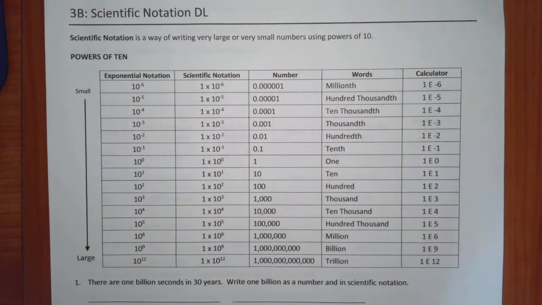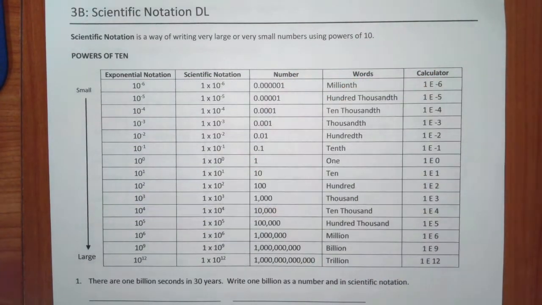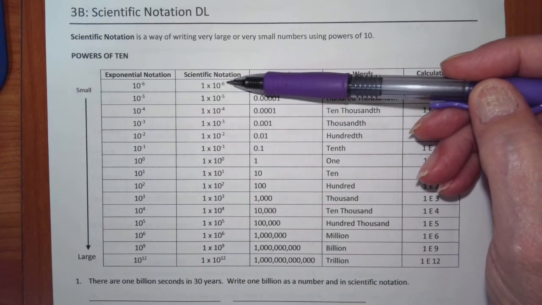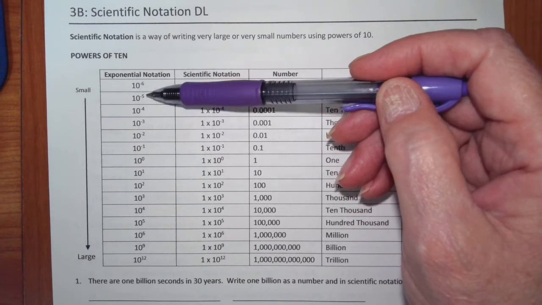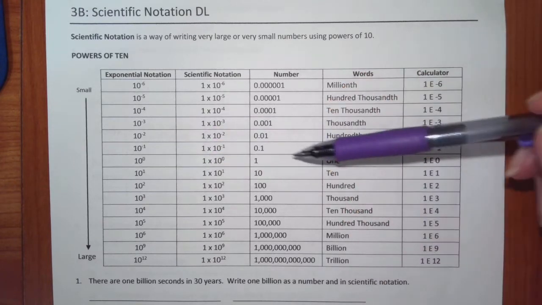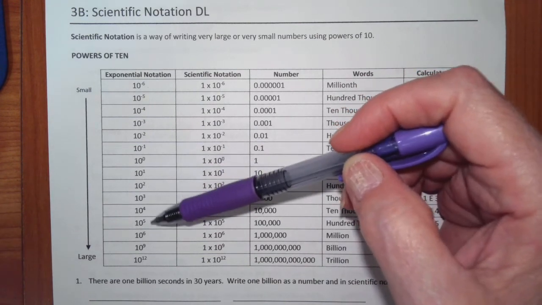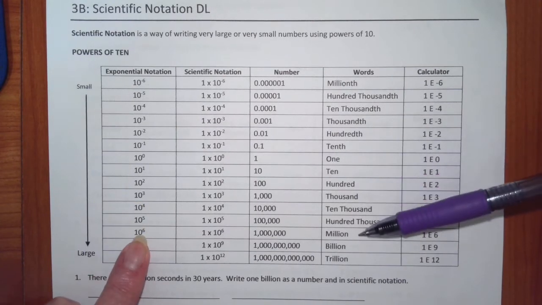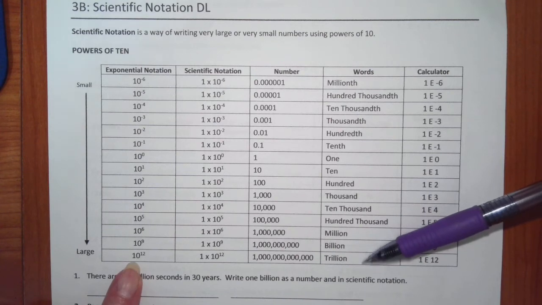What do you notice about this table? These go from very small to very large numbers. Notice the exponents go from a negative number and get larger and larger until you have a zero exponent, which is just the number one. Then your exponents get larger and larger. 10 to the third is 1,000, 10 to the sixth is 1,000,000, to the ninth is 1,000,000,000, to the 12th is 1,000,000,000,000.